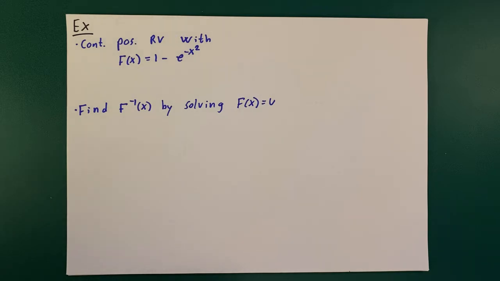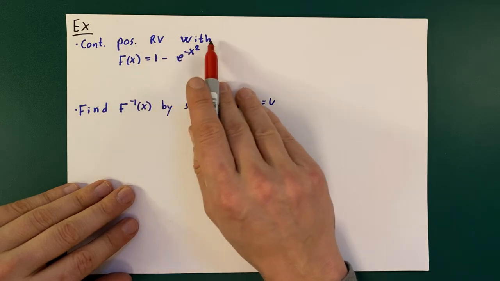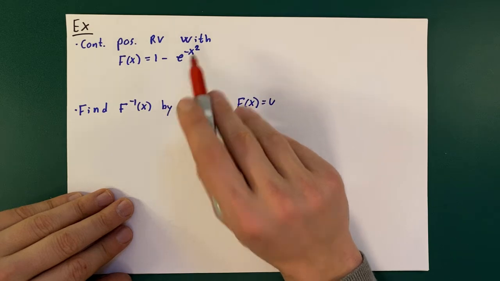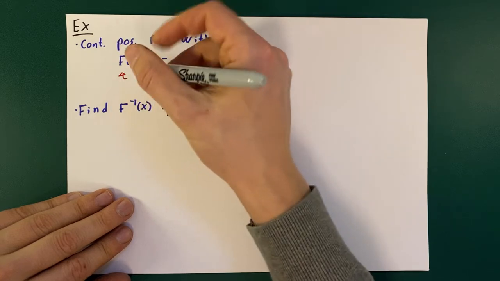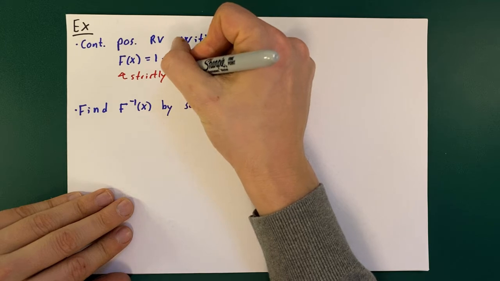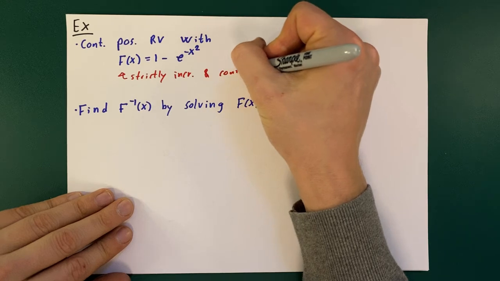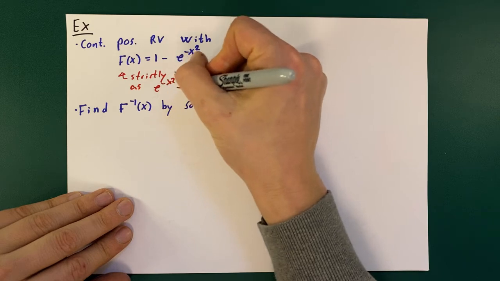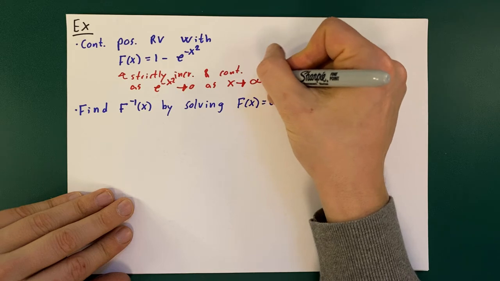And now I'm just going to go through a quick example of this. So we have some continuous positive random variable with a CDF of 1 minus the exponential function to the minus x squared. And the first thing we might note here is that the CDF is strictly increasing and continuous, as e to the minus x squared goes towards 0 as x goes towards infinity, right?